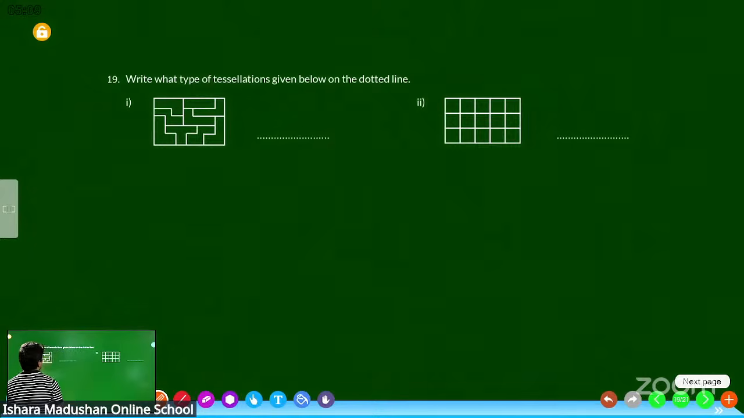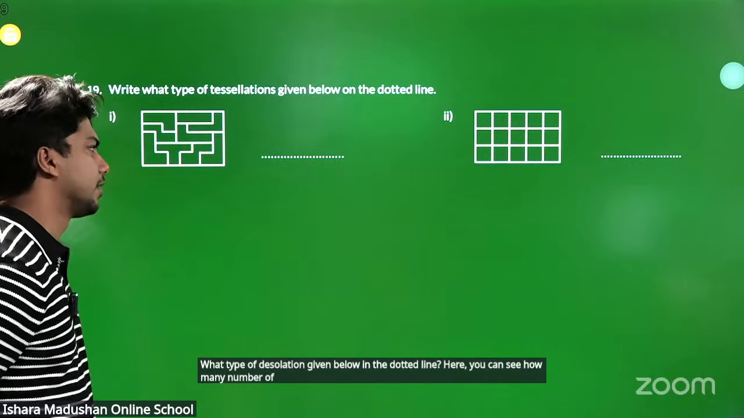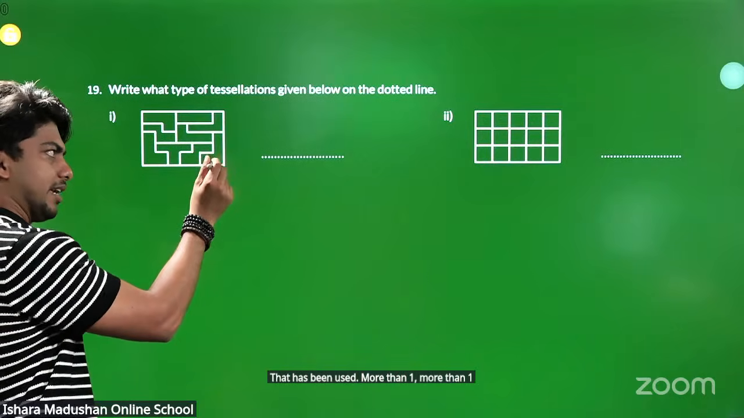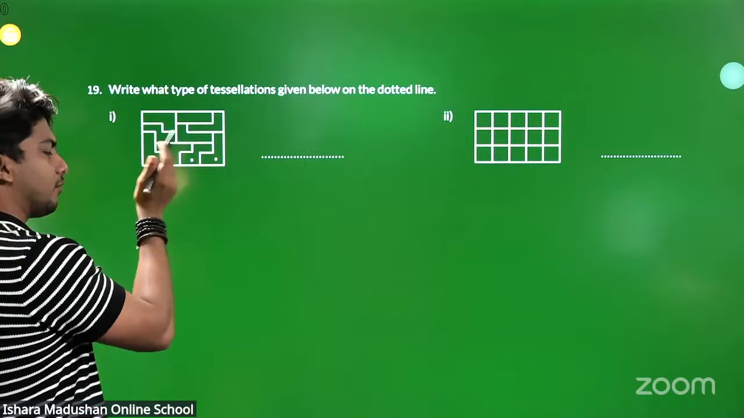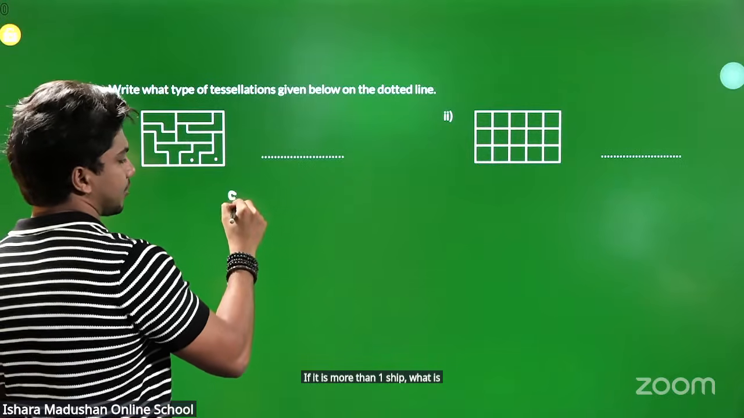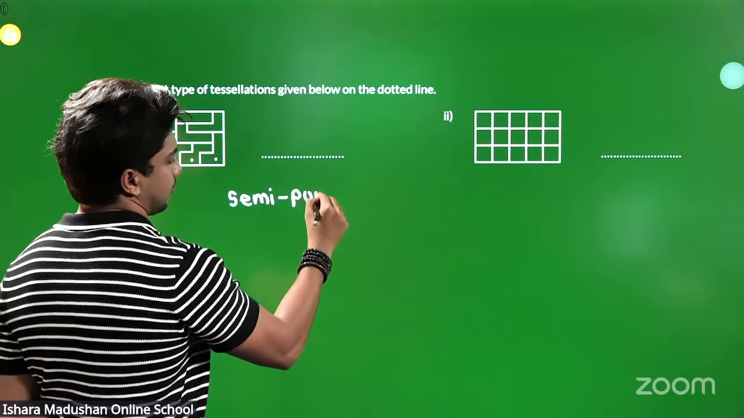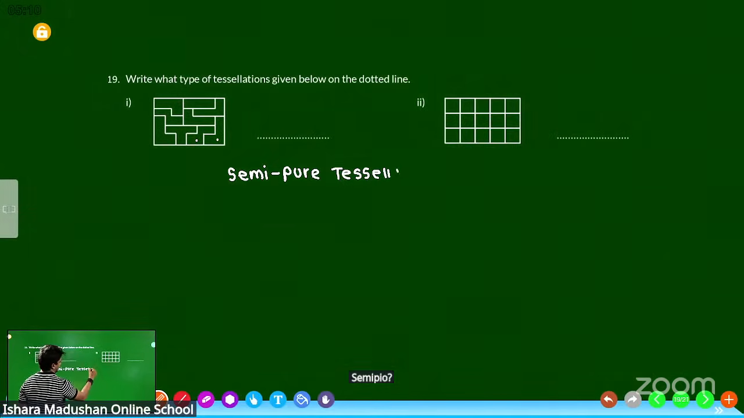What type of tessellation is given below in the dotted line? Putha, here you can see how many shapes have been used. Check whether it is more than one. It is more than one: this is an L shape and this is another shape. Definitely more than one. If it is more than one shape, what is it? Semi-pure tessellation.